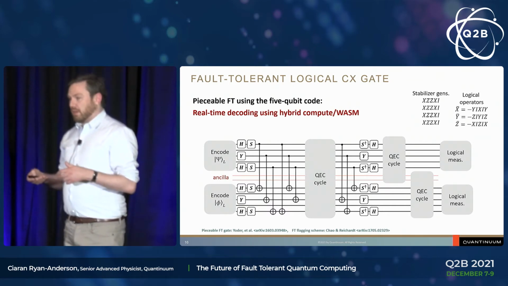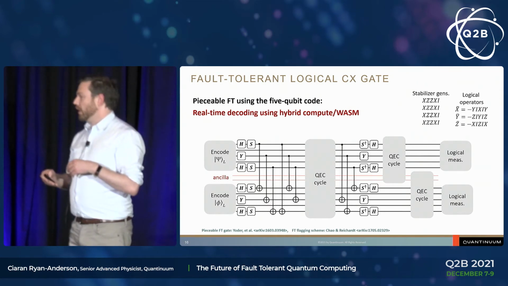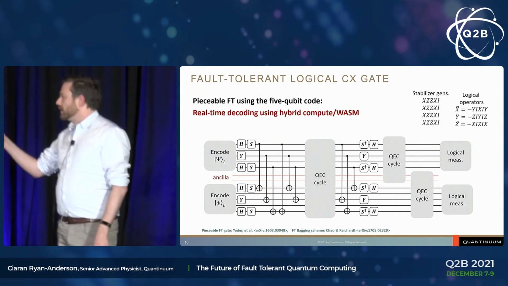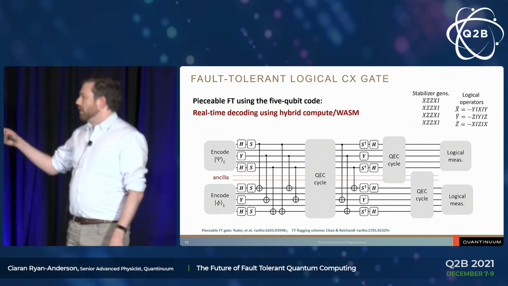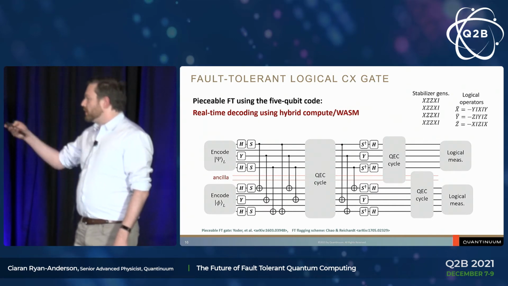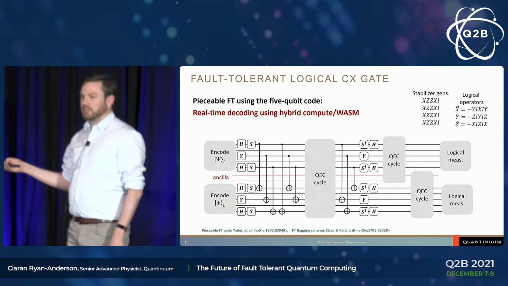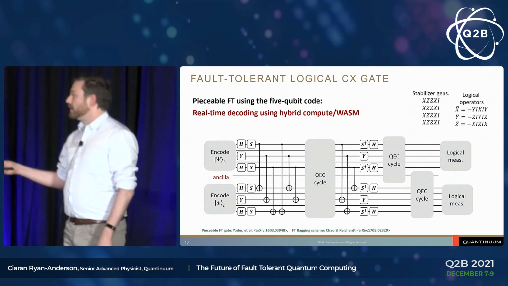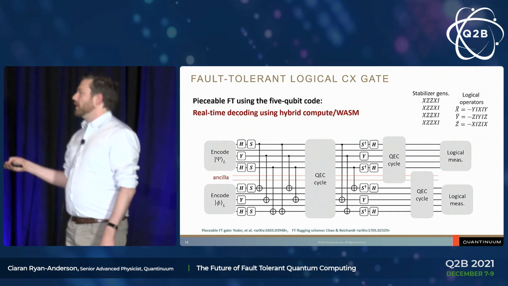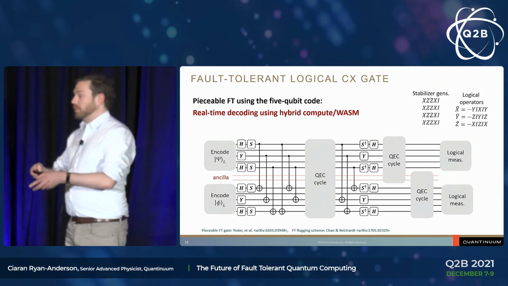Because of this particular code, we can't do these transversal gates that are really low depth and far easier to implement. Instead, we utilized the scheme by Yoder et al. that they came up with around 2016 called piecewise fault tolerance, or piecewise fault-tolerant gate. Basically, you have to break up the logical 2-qubit gate into 2 pieces, where you do about 2/3 of it, and then you have to do a QEC cycle in the middle to prevent some bad errors from propagating through the circuit.